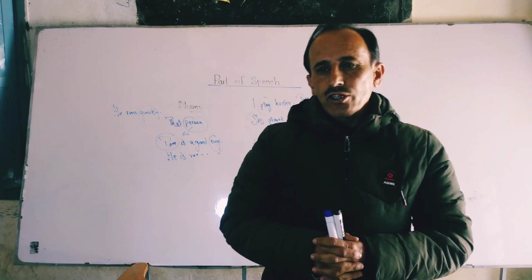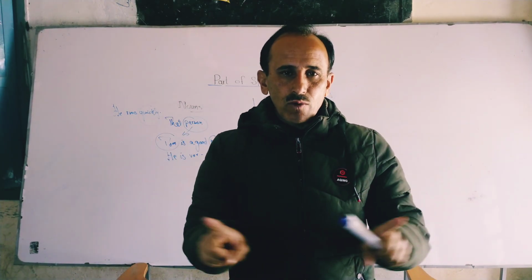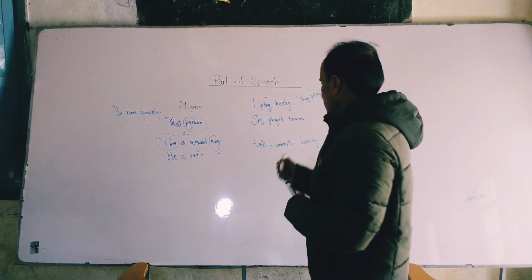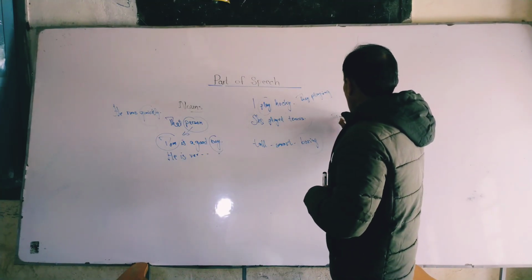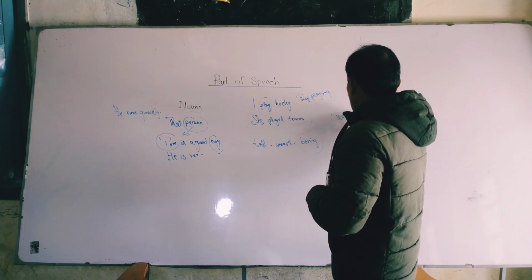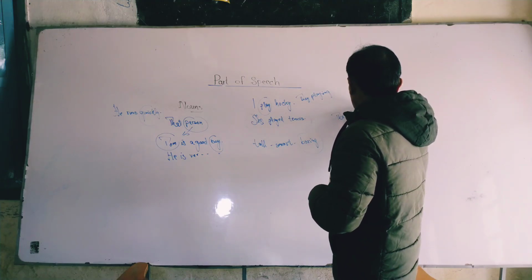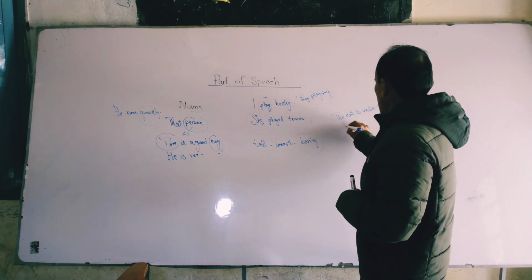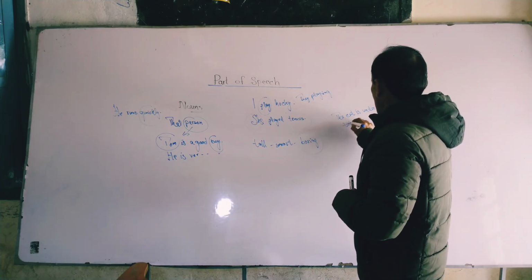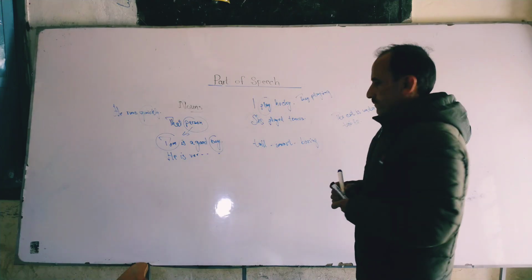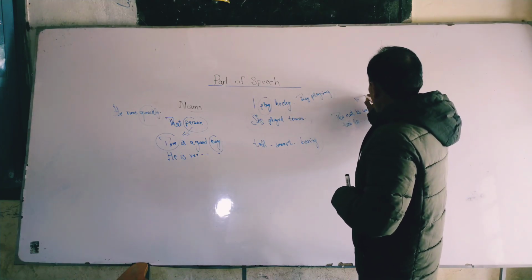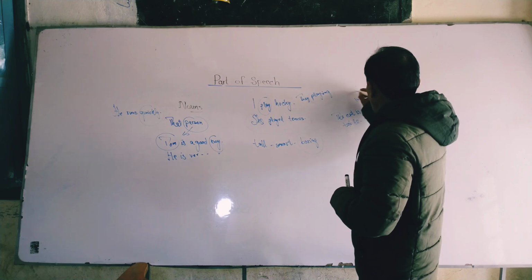The other one, preposition, showing a relationship between words in place and time. For example, the cat is under the table. The cat is under the table. So under, in, on, and so on.